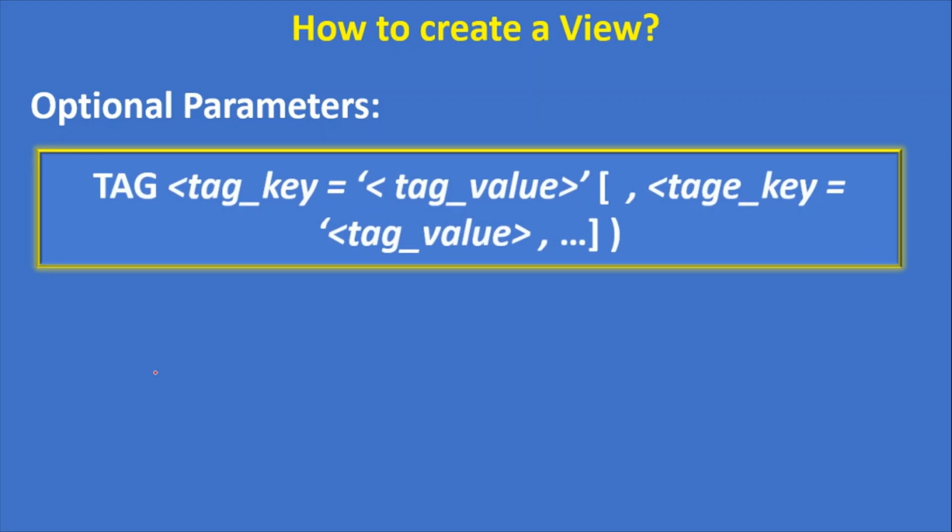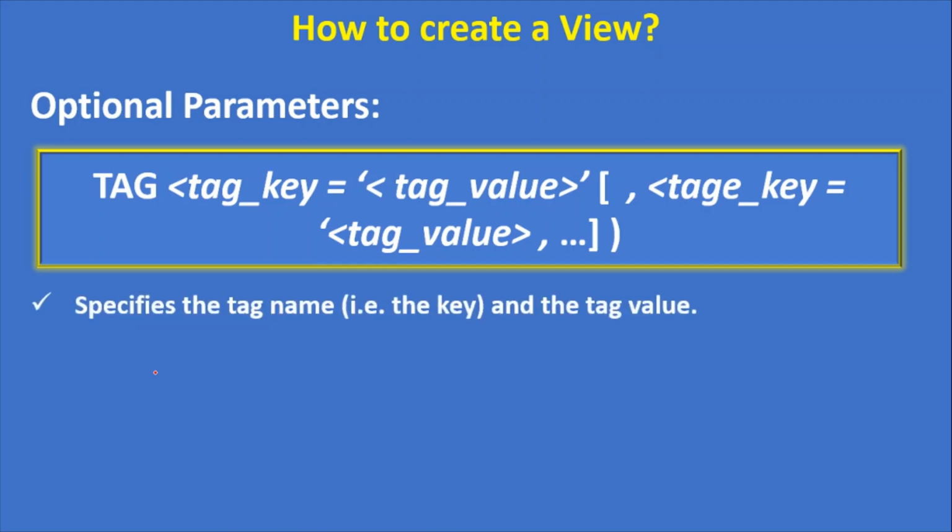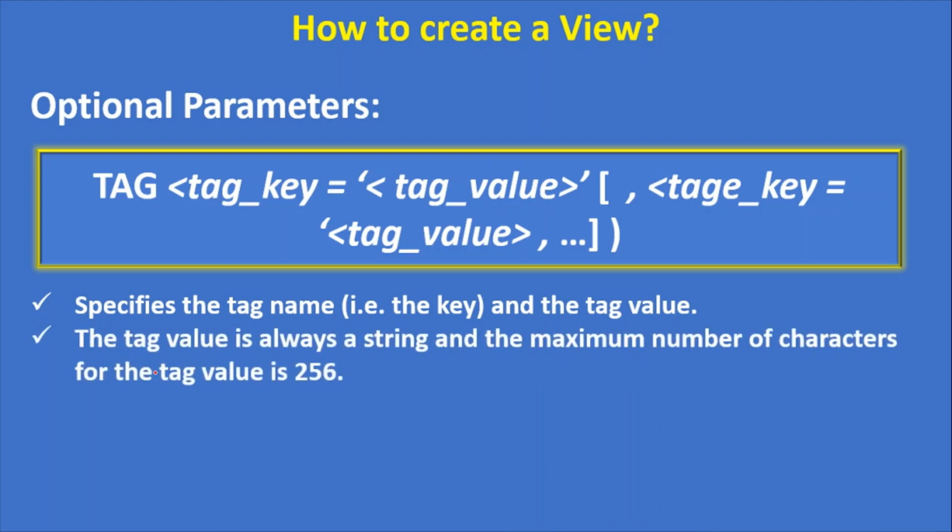And tag, this is also a new feature added recently. I will make a separate video on how to create a tag, what a tag is, and where exactly we use this tag. Specify the tag name and the tag value. What is the tag name and what is the tag value for any object? Here the object is a view, and the tag value is always a string.